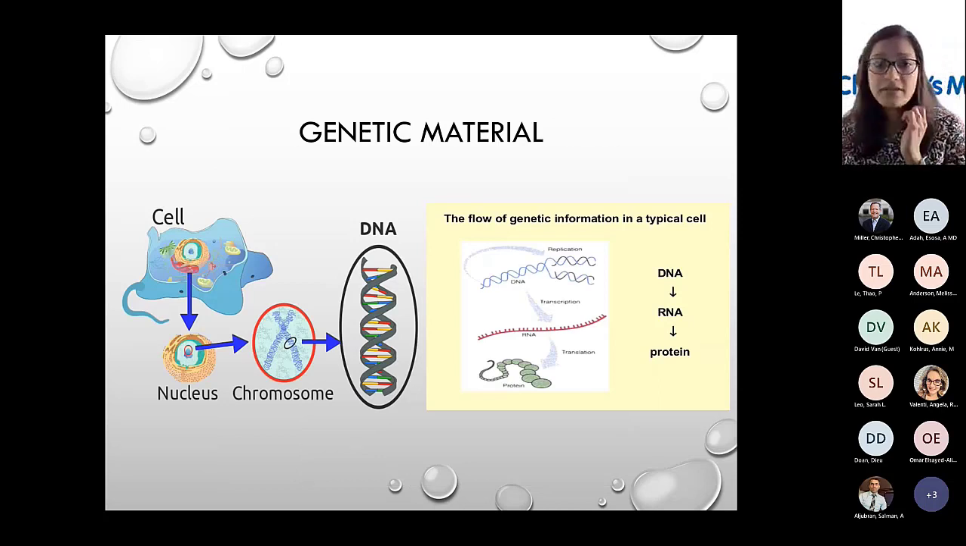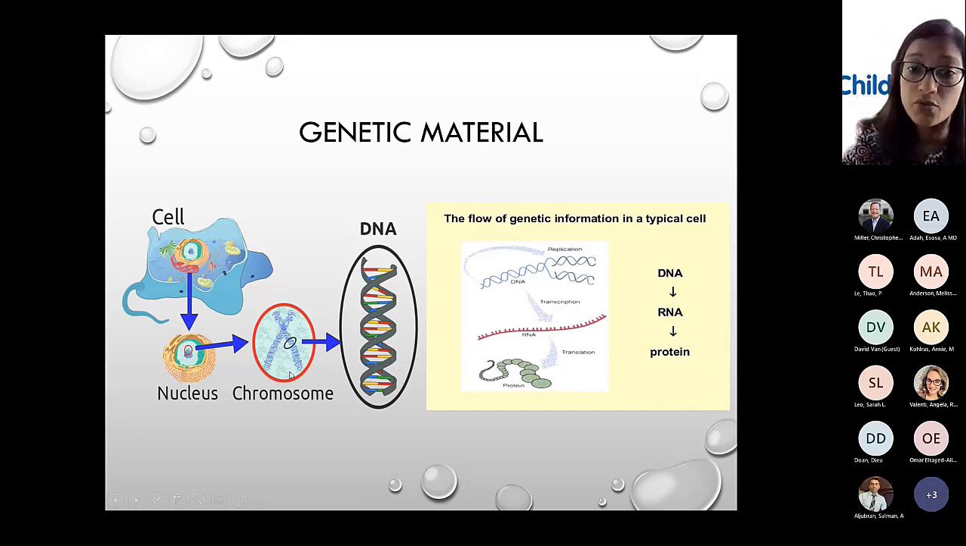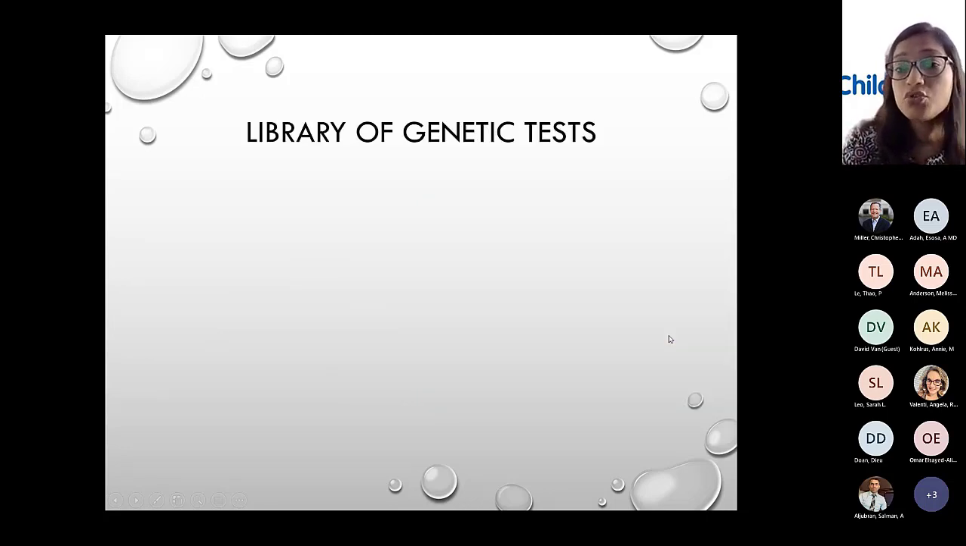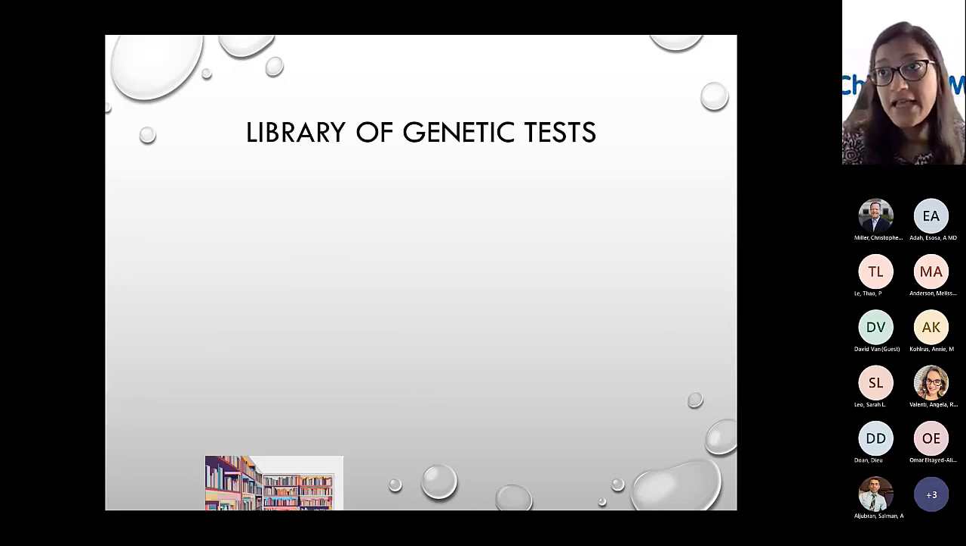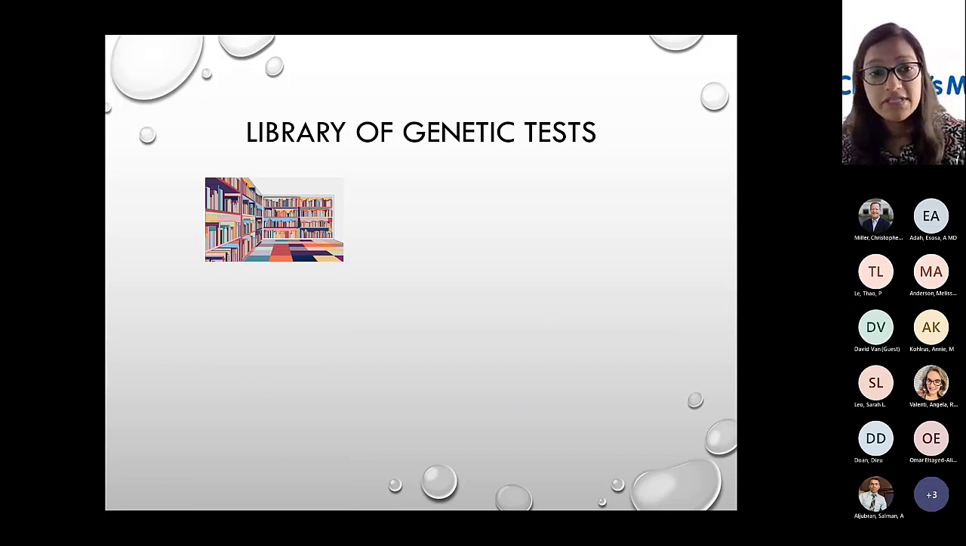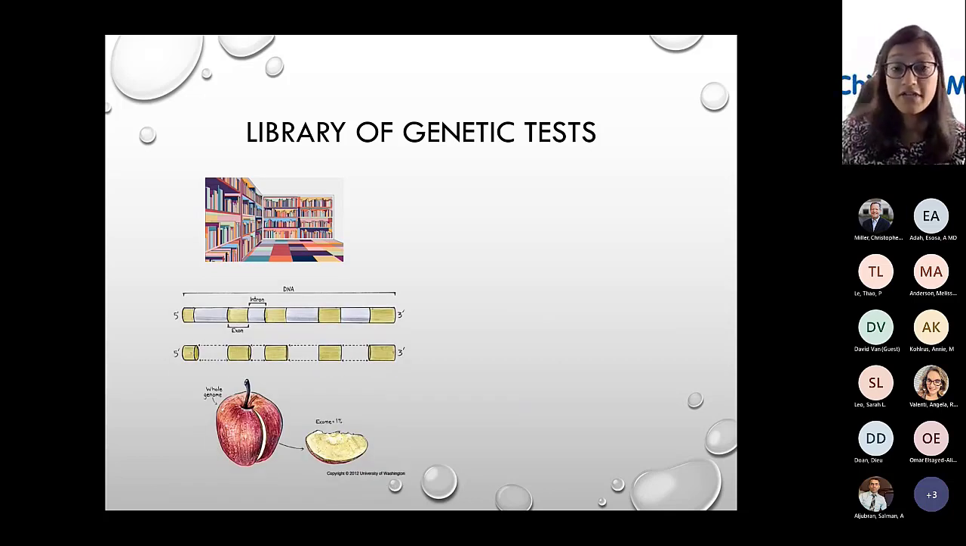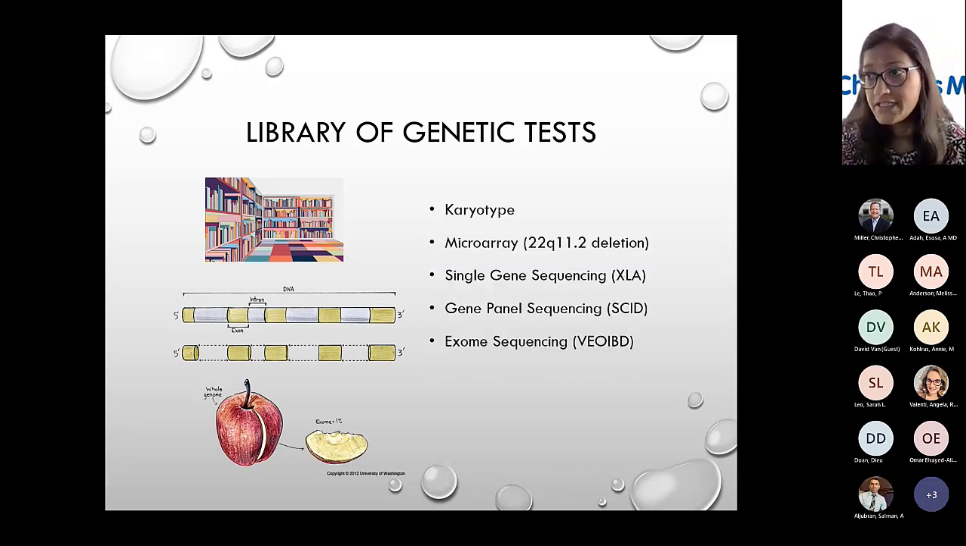All right, so again, going back to medical school, the genetic material is in the nucleus, and it's in a compact form in the chromosome, and that has the DNA. Genetic information flows from DNA to RNA and then protein. Right now, all genetic testing that we use clinically is mostly focusing on DNA studies, right? So there is a library of genetic tests that we utilize. The reason I say library is that there are different types of tests available that we use depending on what we are looking for. So let's look at that library of genetic tests here.